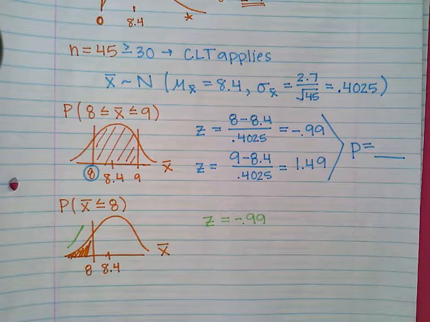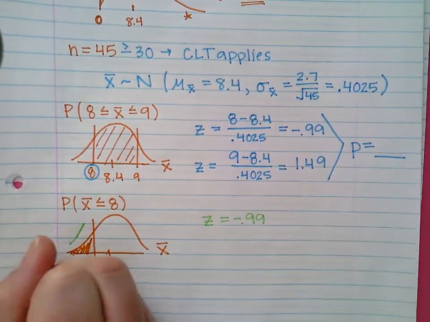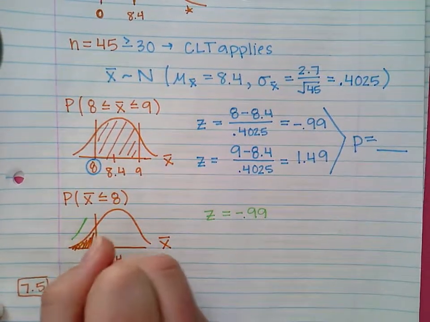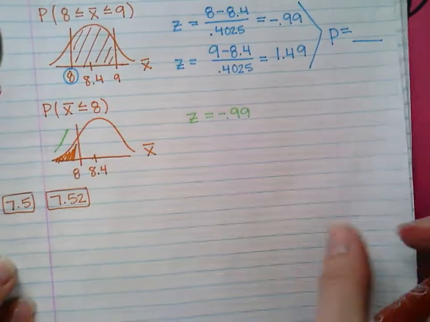All right, the last two sections have to deal with sampling distributions of proportions, and so the question that I want to go over first is question 7.52. So 7.5 is the section and 7.52 is the question here that we're going to look at.